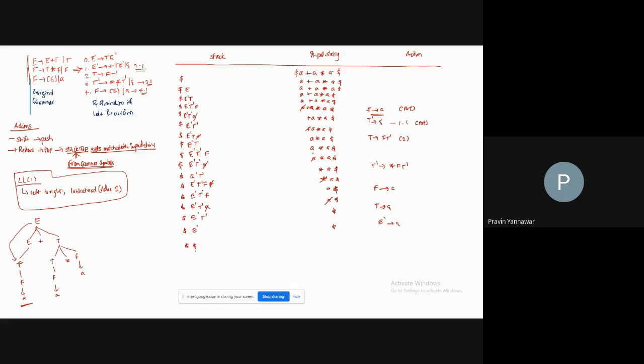So this is dollar. When a dollar is on top of the stack, it is an accept. Okay, so we have got all the productions. So this is how the table stack representation is going to happen. Yesterday in the last lecture we could get up to this point, and due to time we stopped, but this is how it is going to happen.